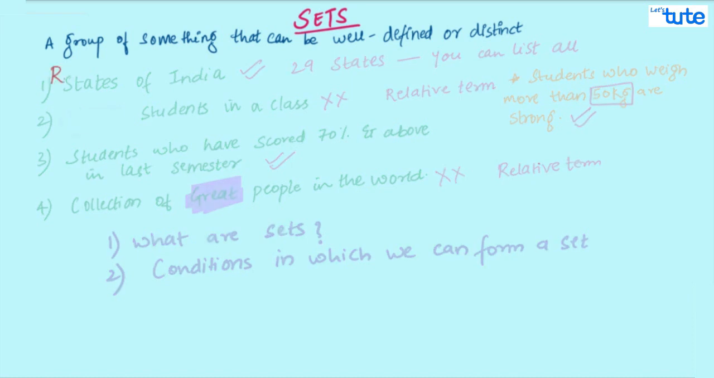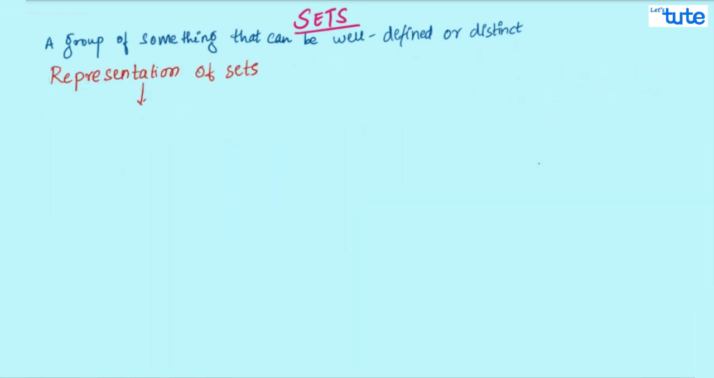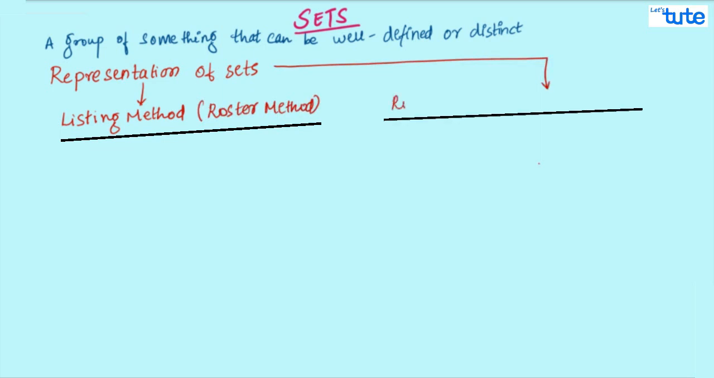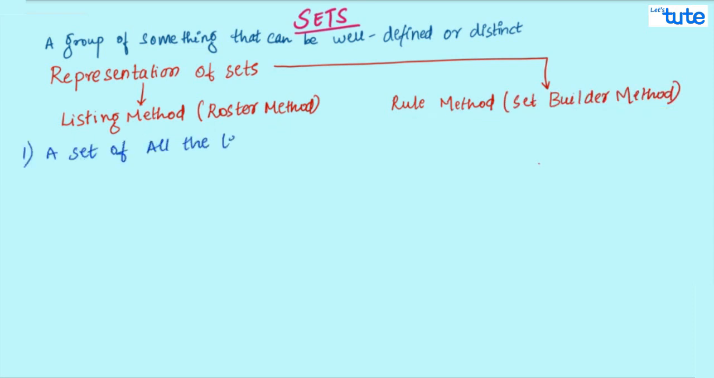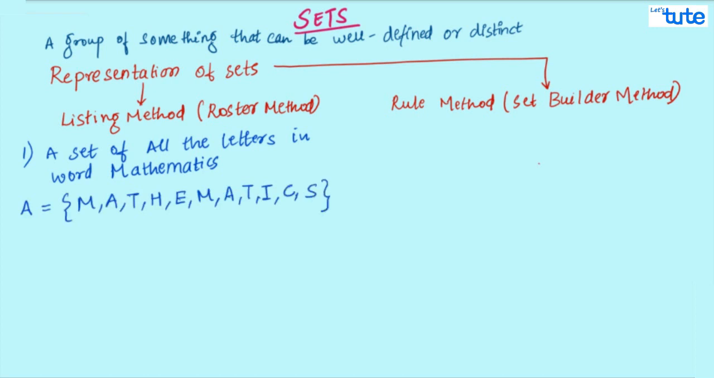So how do we present these sets? There are two different ways to write these sets. One is the listing method, also known as the roster method. The second is the rule method, known as the set builder method. Let's see what the listing or roster method is. If I want a set of all letters in the word mathematics, then how will I write it? Well, this is a very simple method. Let's look at this in a little more detail. All the letters in the brace or curly brackets are known as elements.